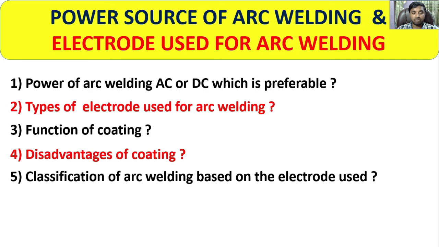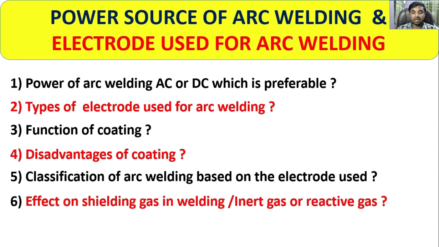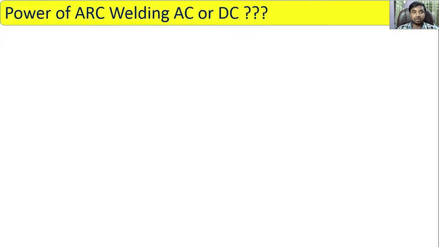Classification of arc welding, what is the classification of arc welding based on the electrode used, we can see. Effect of shielding gas in welding, inert gas or reactive gas. So what is the effect if a shielding gas, inert gas or reactive gas, is used in welding. So let's see the first one.